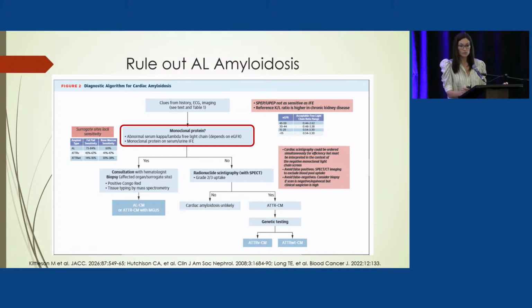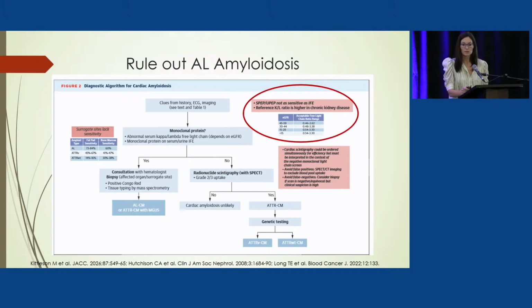So in order to rule out this AL amyloidosis, you need to send 3 tests. You send urine immunofixation with electrophoresis, serum immunofixation with electrophoresis, and serum free light chains. And so you want to make sure that these patients do not have a monoclonal protein and that they have a normal free light chain ratio.